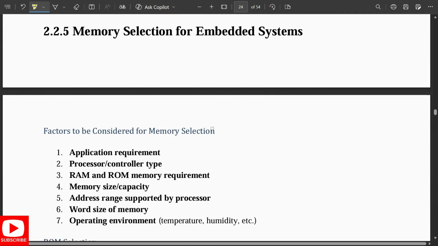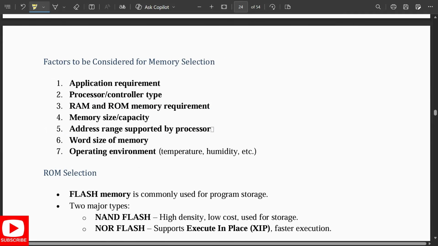Next is memory selection for the embedded system. So what are the factors that you need to consider while selecting a memory for an embedded system? First thing is application requirement, what is required. Processor or the controller type, then RAM or ROM memory requirement. What is the size of the memory or the capacity? Address range supported by the processor, word size of memory, then comes the operating environment.